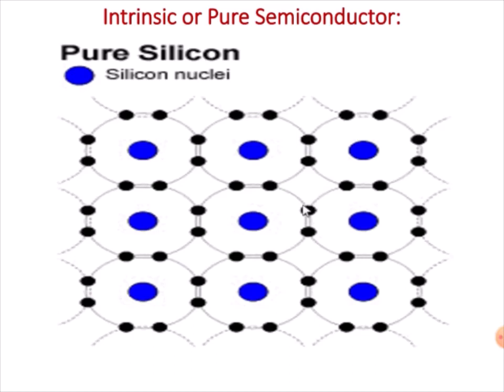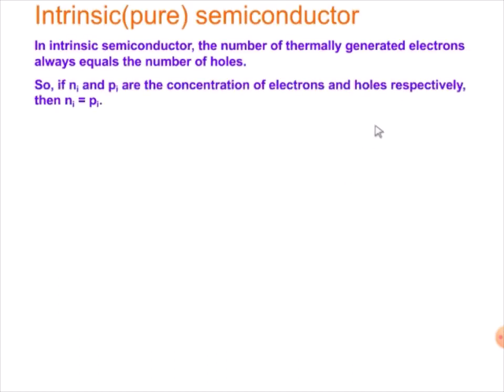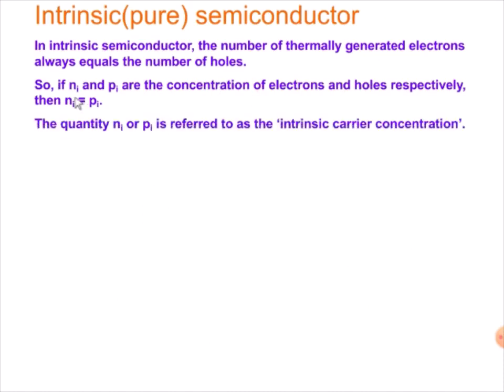So the number of thermally generated electrons and the number of holes in the case of an intrinsic semiconductor will be the same. That is point number 1: in an intrinsic semiconductor, the number of thermally generated electrons is always equal to the number of holes. If Ni and Pi are the concentrations of electrons and holes respectively, then Ni equals Pi. This quantity Ni and Pi is referred to as the intrinsic carrier concentration.